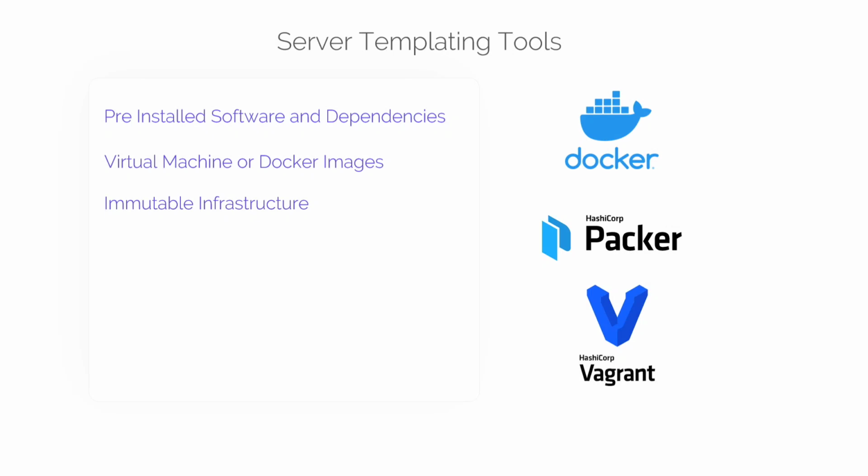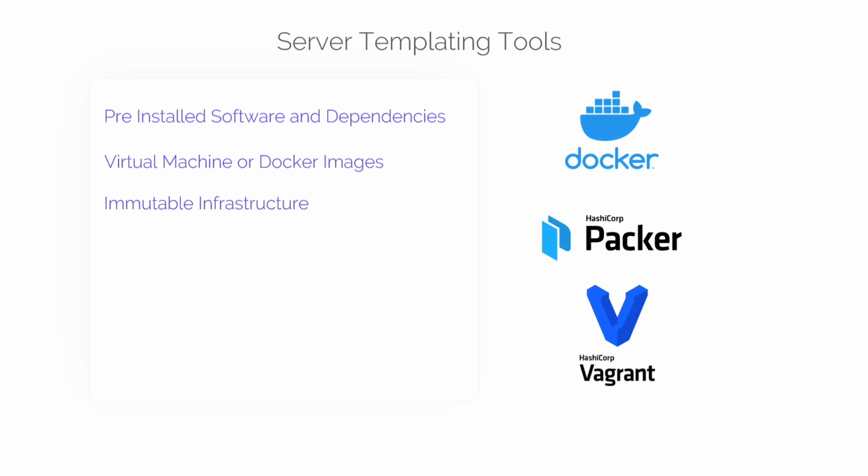Server templating tools also promote immutable infrastructure, unlike configuration management tools. This means that once the VM or a container is deployed, it is designed to remain unchanged. If there are changes to be made to the image, instead of updating the running instance, like in the case of configuration management tools such as Ansible, we update the image and then redeploy a new instance using the updated image. We have a section on immutable infrastructure later in this course where we look at it in much more detail.